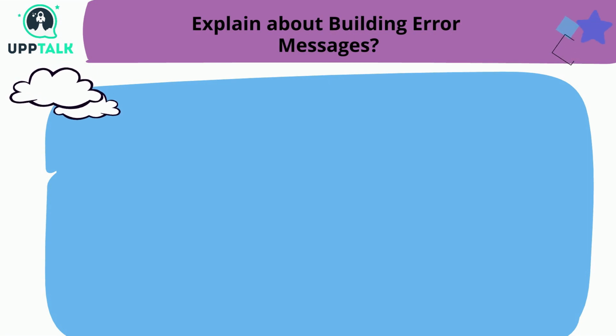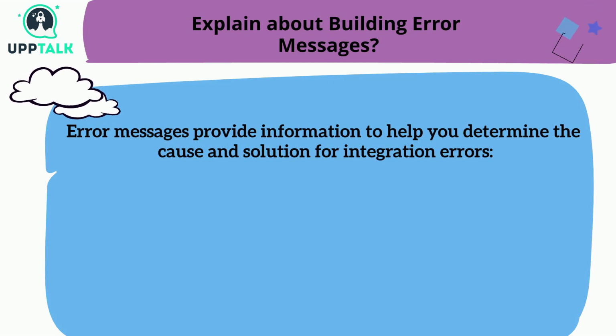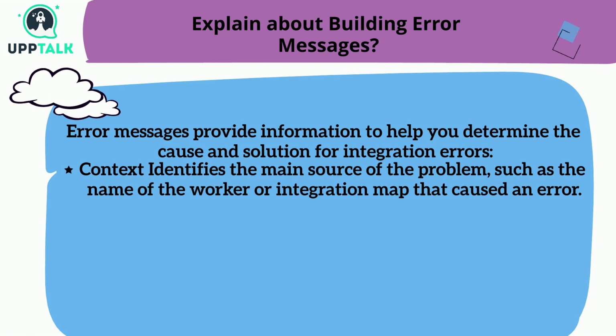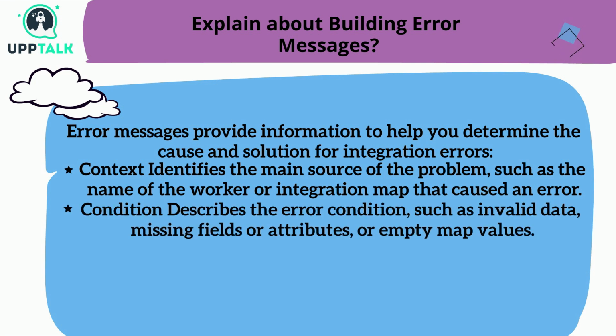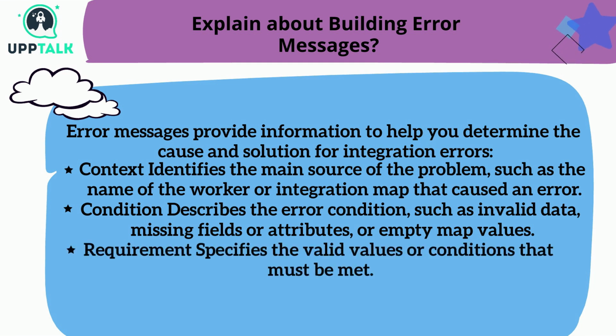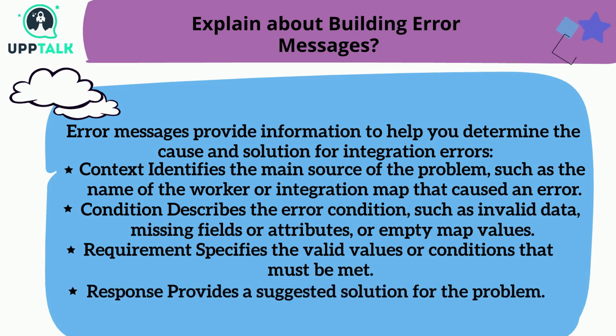Explain about building error messages. Error messages contain information that might assist you in determining the solution to the integration errors. The context identifies the primary cause of the issue, including the name of the worker or integration map that was responsible for the error. Condition describes the error condition, such as incorrect data, missing fields or attributes, or empty map values. A requirement will specify the valid values or circumstances that must be met. Response offers a possible resolution to the issue that was presented.